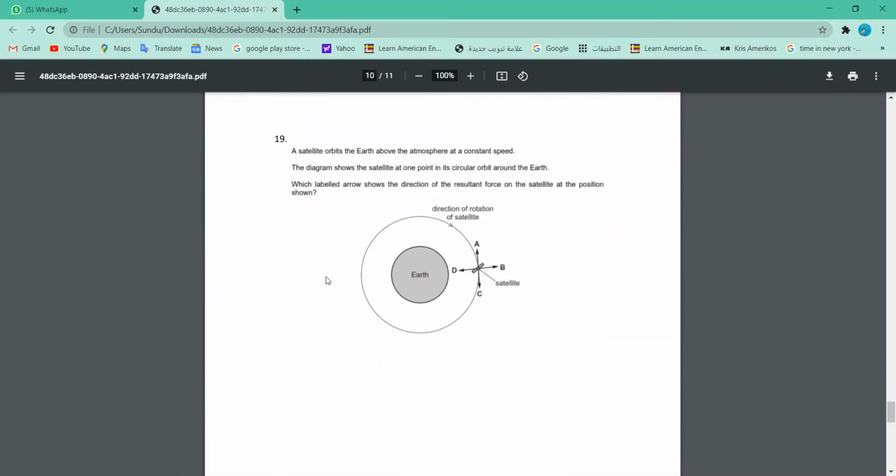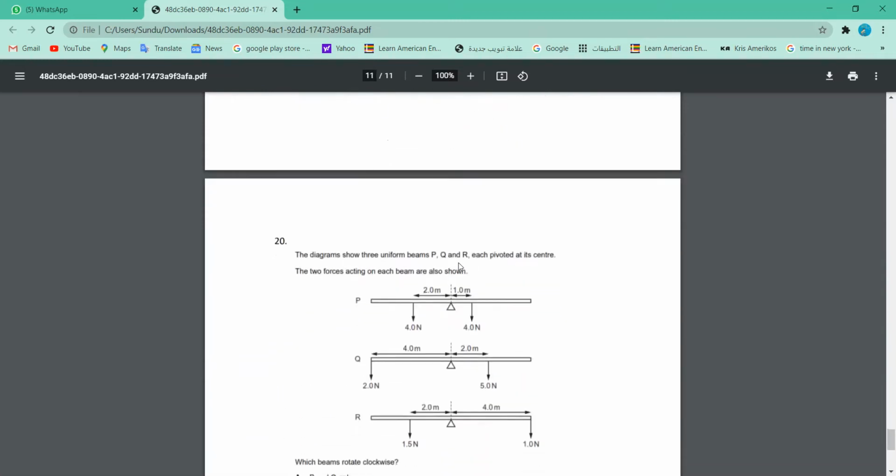Okay, question number 19. This is easy. Which labeled arrow shows the direction of the resultant force on the... so it's D, okay, towards the center of the circle. Let's move on.